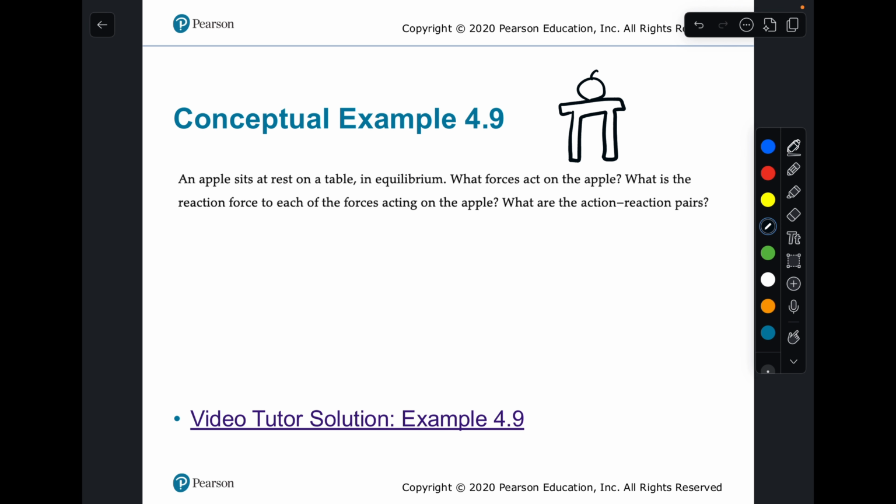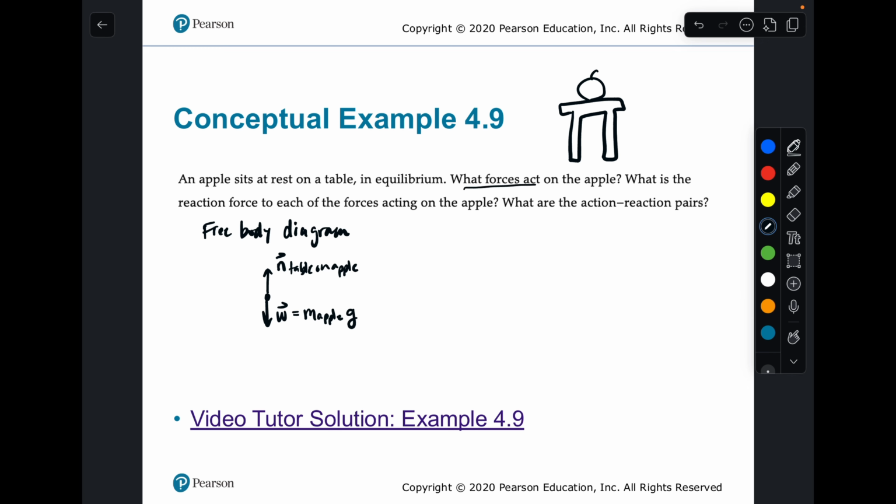What forces are acting on the apple? So I'm going to draw a free body diagram. Free body diagram of an apple, which is basically me approximating the apple as a point particle and applying all the forces on that apple. The apple's sitting on the table, so there's definitely going to be a normal force acting on the apple due to the table, table on apple. And then the apple weighs something, so we're going to have the weight of the apple, mass of the apple times gravity.